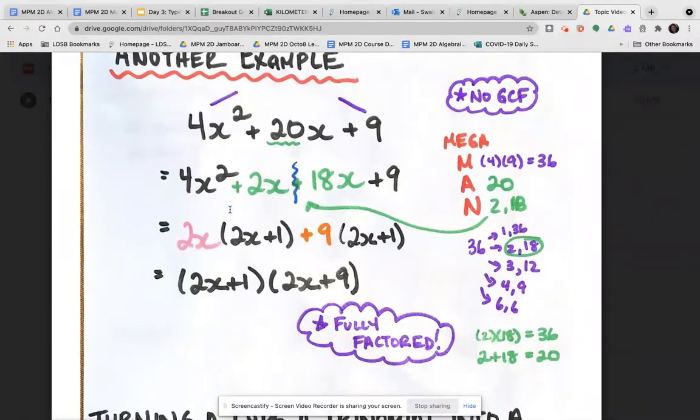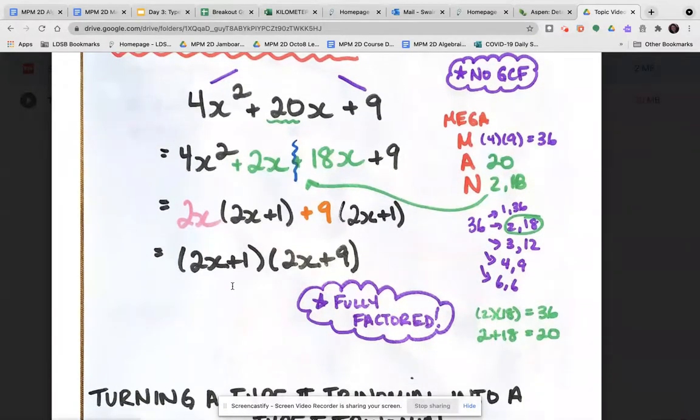So on this side here, my greatest common factor is 2x. That leaves me with 2x plus 1. On the right side, my greatest common factor is 9, which leaves me with 2x plus 1 in the bracket. And now, goal accomplished, I have my 2x plus 1 in both of those brackets, so I can pull out that 2x plus 1, and I've got my 2x plus 9 left over. And this is our fully factored form.